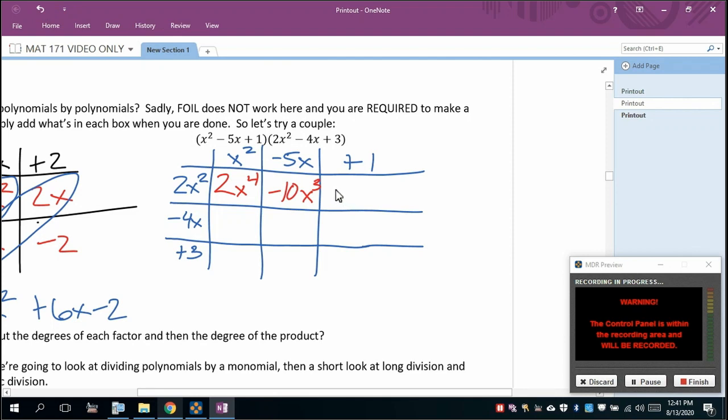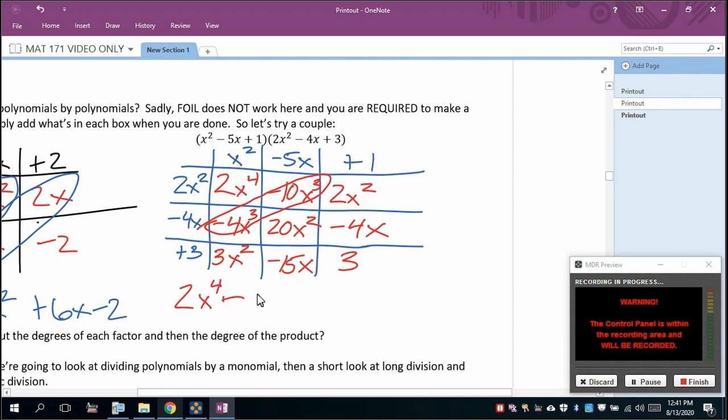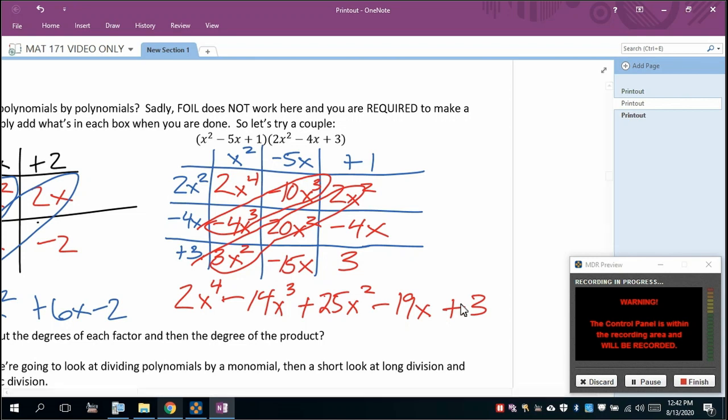And then you have 2x squared. We get negative 4x to the third. Get 20x to the second, negative 4x. We get 3x squared. Let's see, that would be negative 15x, and then 3. So then you get 2x to the fourth. Now these two combine to negative 14x to the third. This combines to, let's see, 23, 25. 25x squared minus 19x plus 3. And just like before, all you have to simply do is add the degrees.